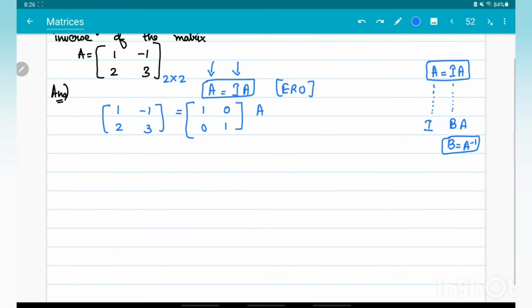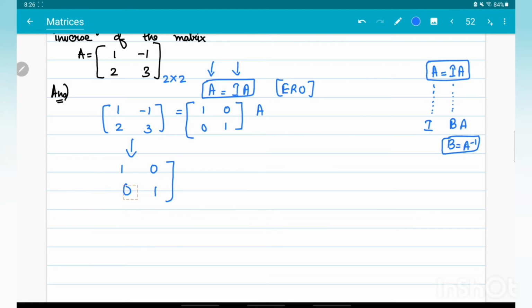Now I'm going to apply the row operations only on these two matrices, and we will get a final answer. I have to apply the operations in such a way that I get an identity matrix on the left hand side. That is, this matrix should be converted to this form: 1 0 0 1. So I have to get it in such a way that this matrix becomes this identity matrix.